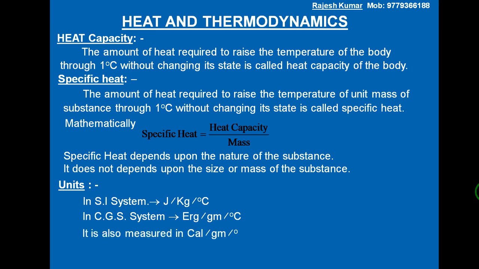It is also measured in calorie per gram per degree Celsius, where 1 calorie per gram per degree Celsius is equal to 4.2 joule per gram per degree Celsius, or it is equal to 4200 joules per kg per degree Celsius.